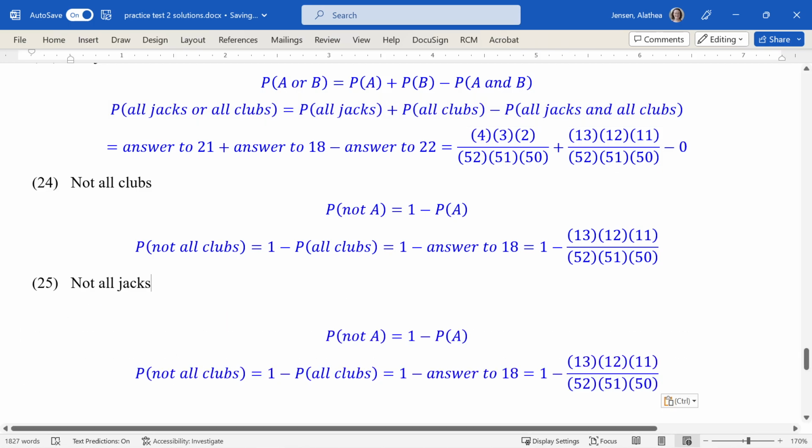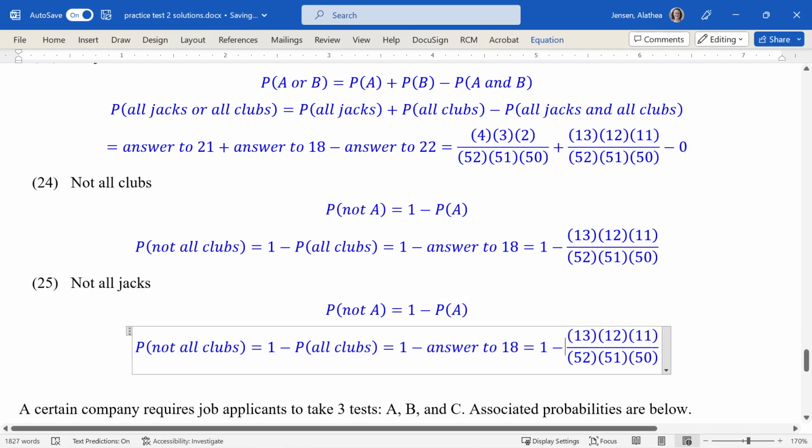Oops, Microsoft, why you always do this to me? Somebody go work for Microsoft and make it not paste in that weird way.